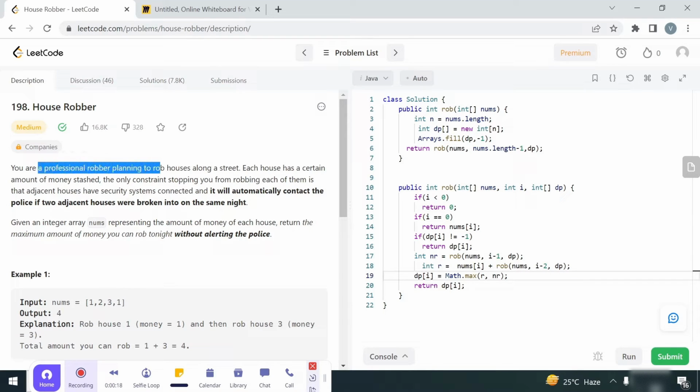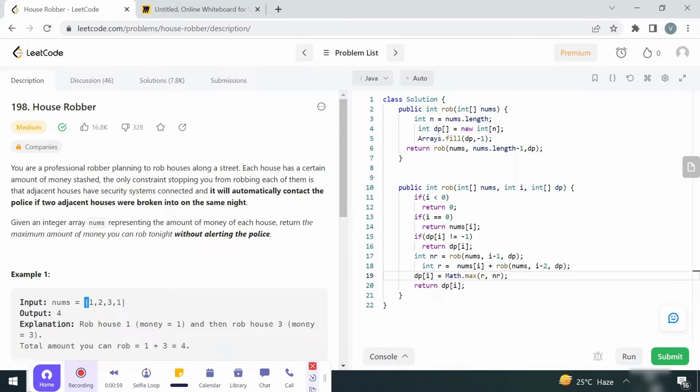You are a professional robber planning to rob houses along a street. Suppose these are the houses, first, second, third, fourth, and each house has money stashed in it. House 1 has 1 unit of money, house 2 has 2 units, house 3 has 3 units, and house 4 has 1 unit respectively. Now we have to rob these houses to get the maximum amount of money, but the only constraint is we cannot rob adjacent houses, because an alarm will go to the police if we rob adjacent houses.